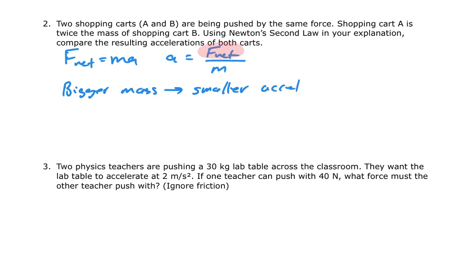Because shopping cart A is twice the mass of shopping cart B, I would say that the acceleration for shopping cart B is going to be twice the acceleration for shopping cart A. Does that make sense? Hopefully, right? If I double the mass, I cut the acceleration in half, so I know the acceleration for the heavy shopping cart is going to be half of the acceleration for the lighter shopping cart. So that's some proportional reasoning, okay?